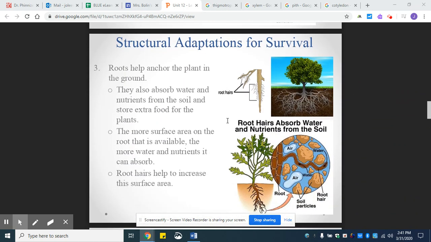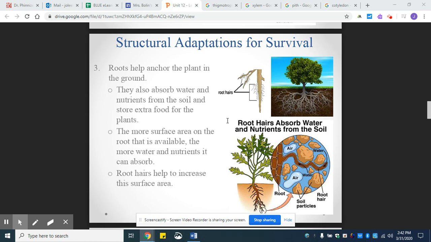3. Roots help anchor the plant in the ground. They also absorb water and nutrients from the soil and store extra food for the plants. The more surface area of the root that is available, the more water and nutrients it can absorb. Root hairs help to increase this surface area.